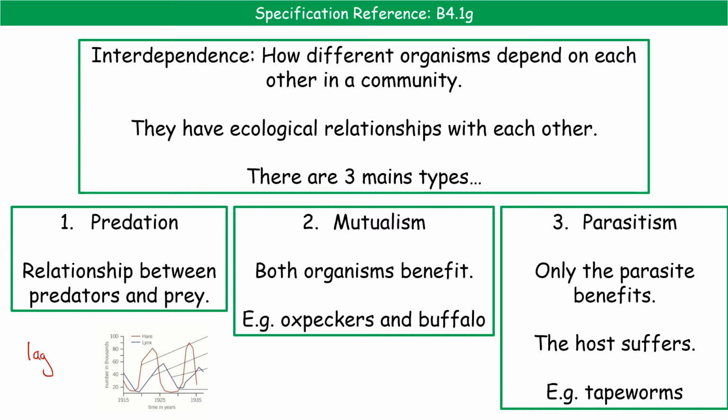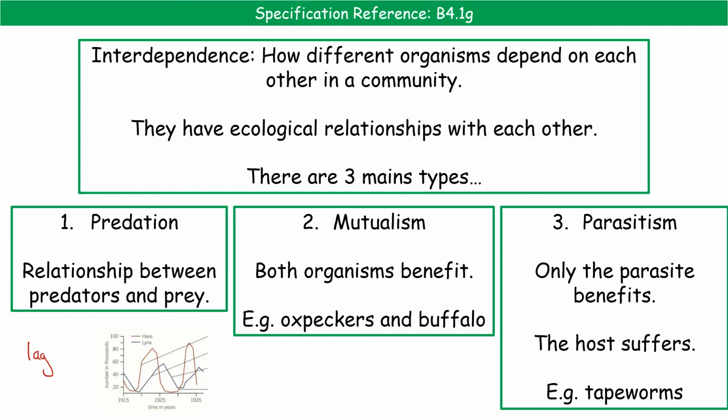And then, as the population of lynx has increased, that means that there's more of them eating the hares, so the hare population decreases. There's always going to be a slight delay between those two because it takes a while, obviously, for breeding to take place, or obviously for them to be eaten and reduce the population size.